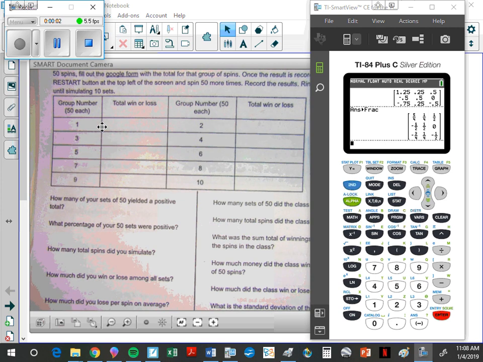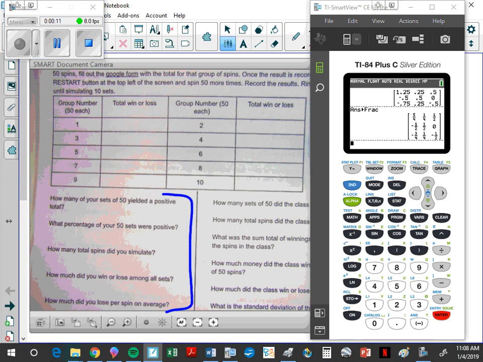Okay, last time we did the roulette simulator. Any questions on this piece? Maybe the only one is this last question. How do you solve that last question?